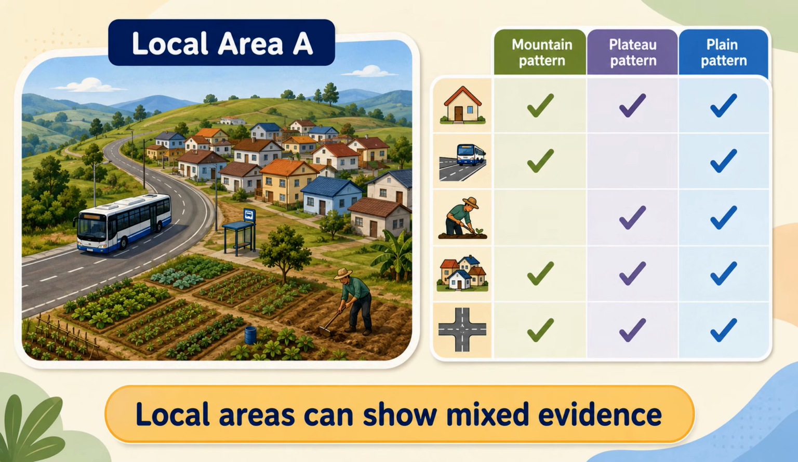The clustered homes give settlement evidence, the bus route gives accessibility evidence, and the cultivated plots give livelihood evidence. When these clues are compared with the mountain, plateau, and plain patterns, the checks do not all fall in one column. A local area comparison should therefore use several pieces of evidence and allow mixed similarities, instead of forcing every place into one perfect category.